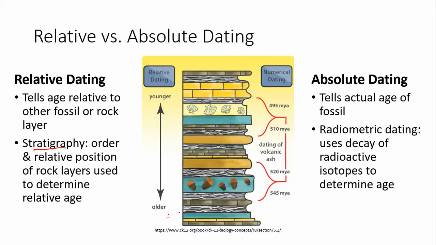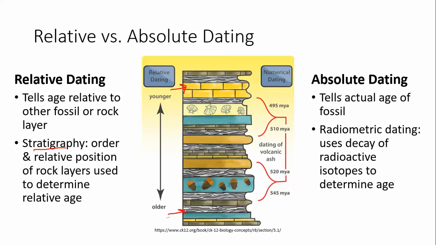So the oldest layers are at the bottom, the youngest layers are at the top. Anything that's above another layer is going to be newer than it. Anything that's below another layer is going to be older than it. So these trilobites would be older than these clams because they're found in a lower level, a lower stratum or layer.